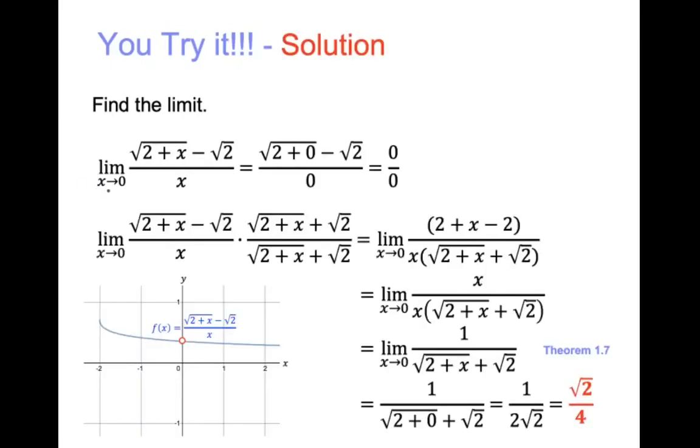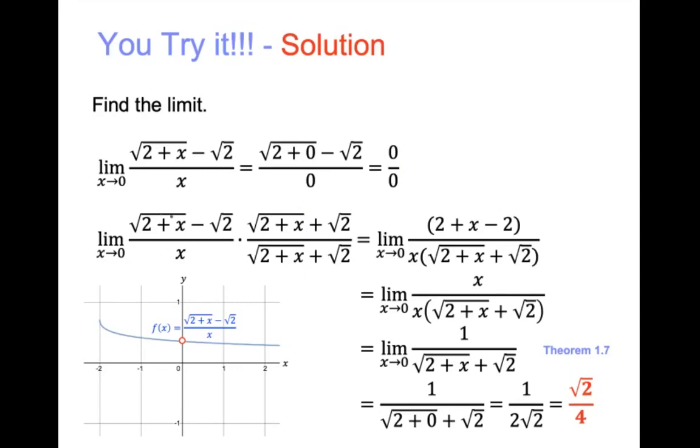For this problem, we have the limit as x approaches 0 of the square root of 2 plus x minus the square root of 2, over x. When we try direct substitution, notice that we end up with a 0 in the numerator and in the denominator. So what we want to do is use the rationalizing technique to get rid of the 0 in the denominator. So we're going to multiply both the numerator and denominator by the conjugate of the numerator.